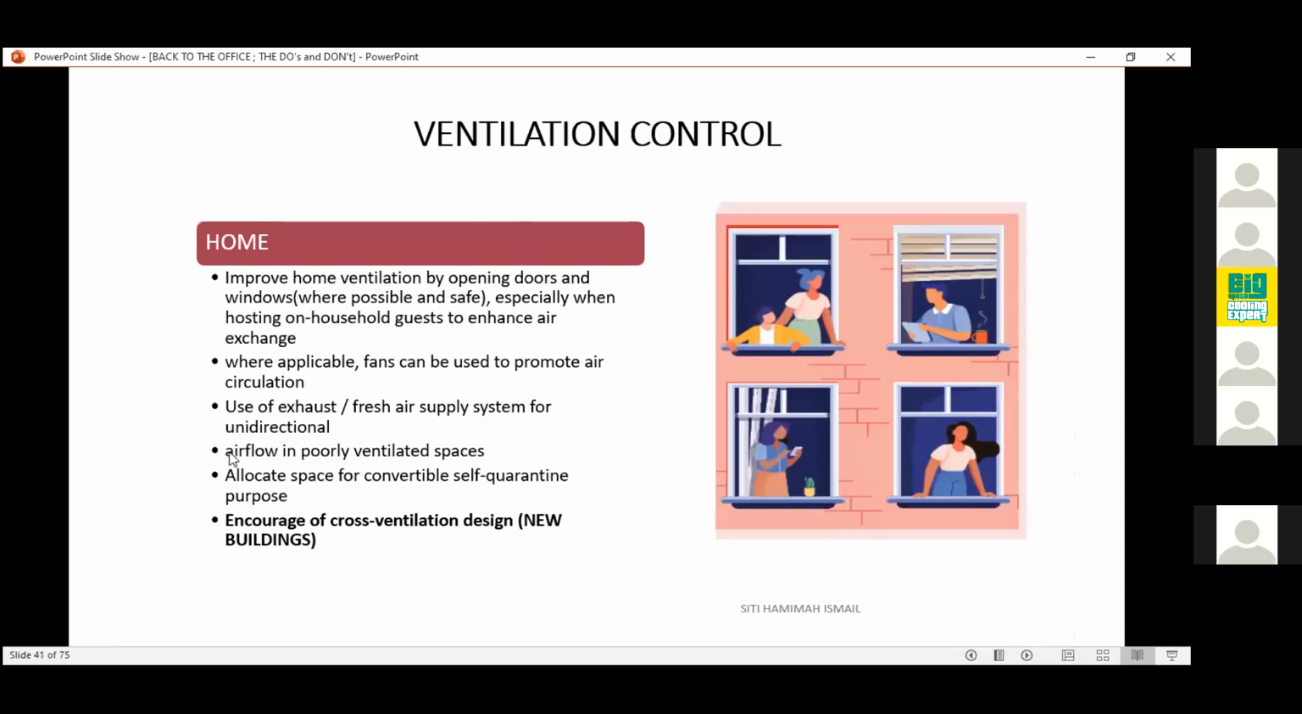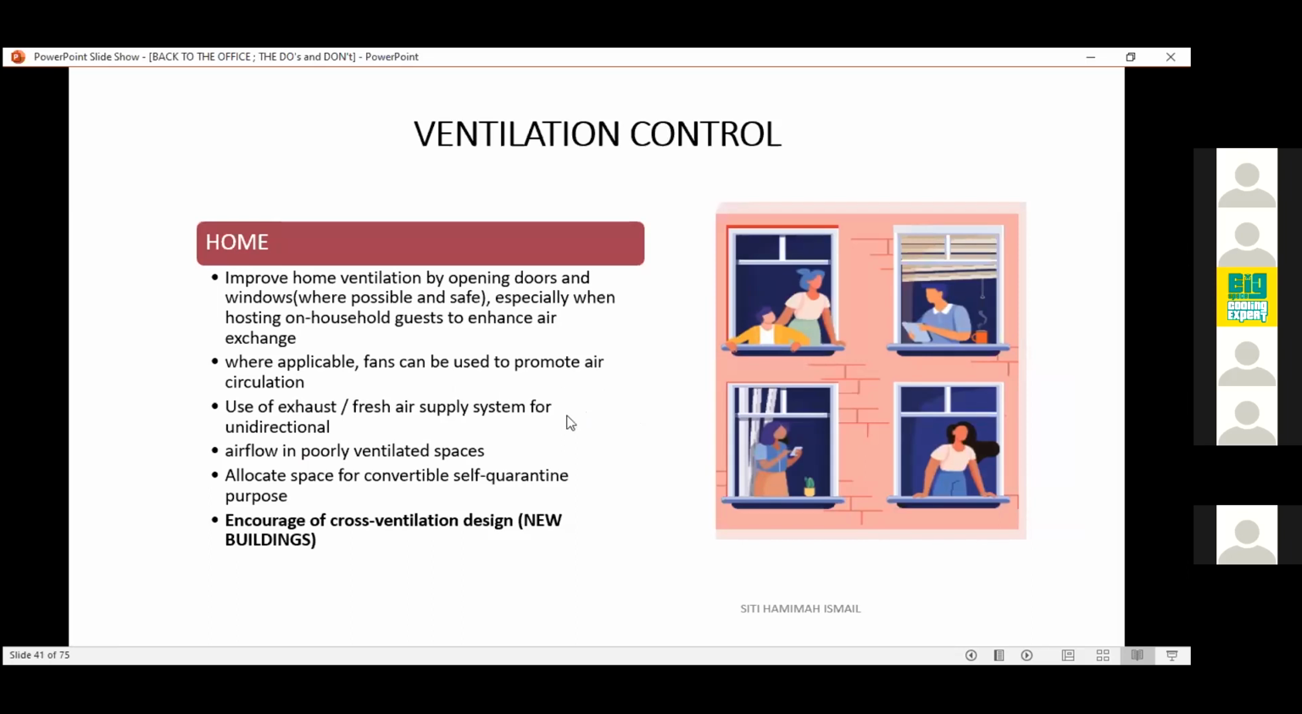Ventilation control, kalau you nampak, yang ini I highlight untuk rumah ya. Untuk rumah, untuk you increase your ventilation, you buka pintu and windows. Sebab apa? You nak enhance you punya air exchange. Where applicable, you can use fan untuk promote air circulation but make sure fan tu tak pusing around. And then use exhaust fan kalau you ada. Okay. Airflow dekat poorly ventilated spaces kena jaga. Allocate space yang bila you ada self quarantine.